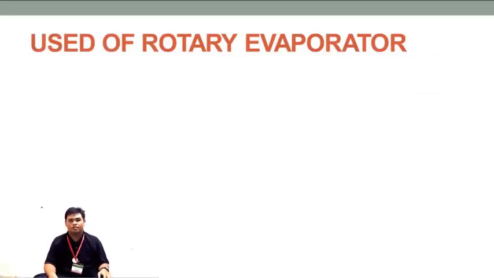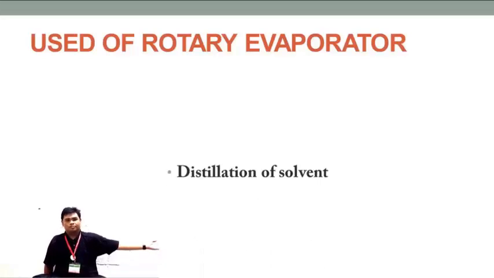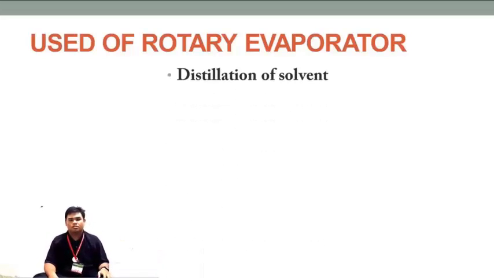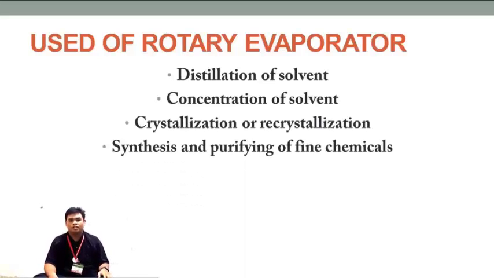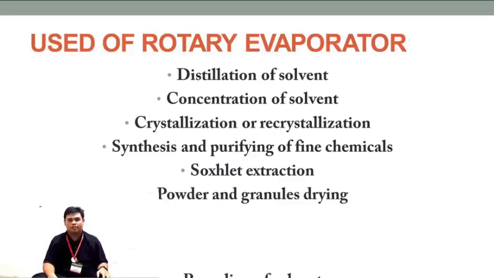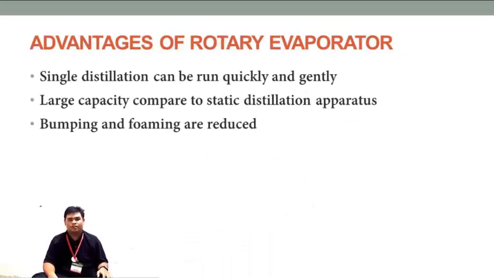The use of the Rotary Evaporator is to distill the solvent and get a concentrated solution, or you can get crystallization or recrystallization. You can do synthesis and purifying of fine chemicals, circular extraction, powder and granules drying, and recycling of the solvent. The advantage of the Rotary Evaporator is that a single distillation can be run quickly and gently.